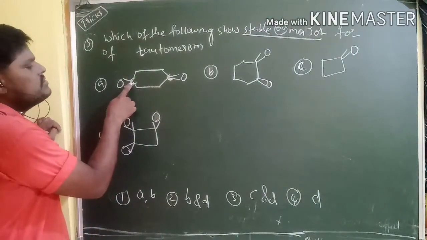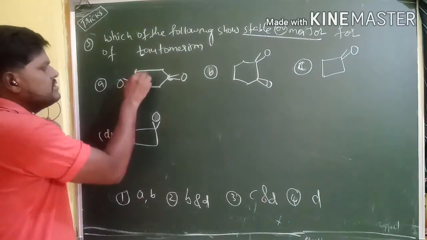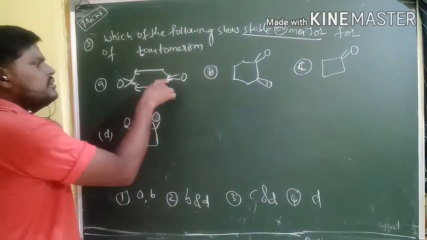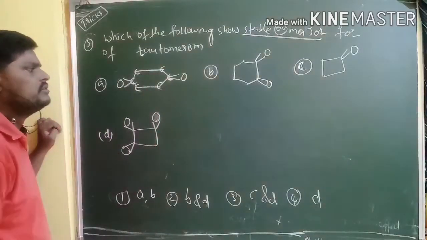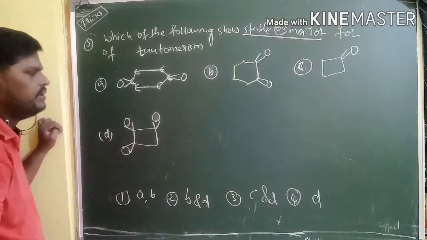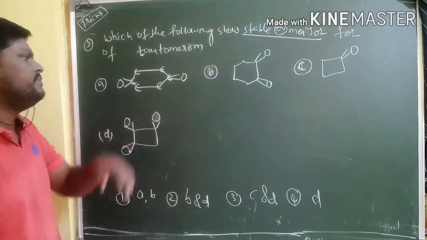This ketone is surrounded by two carbons. That's why these two carbons act as alpha carbons. Here also, this ketone is attached to these two carbons, and these two act as alpha carbons. Of course, it is right to involve tautomerism. You can take any one.